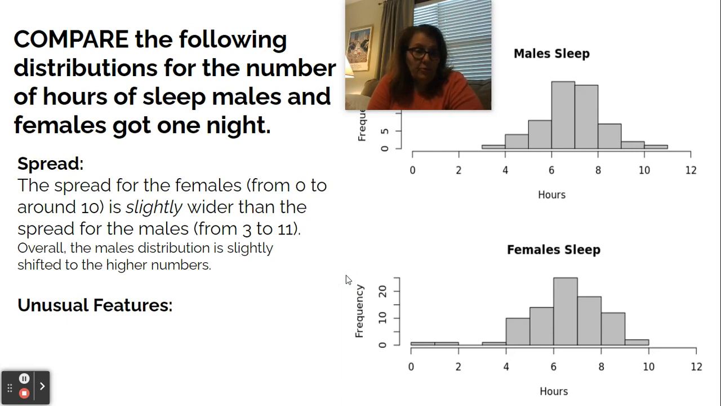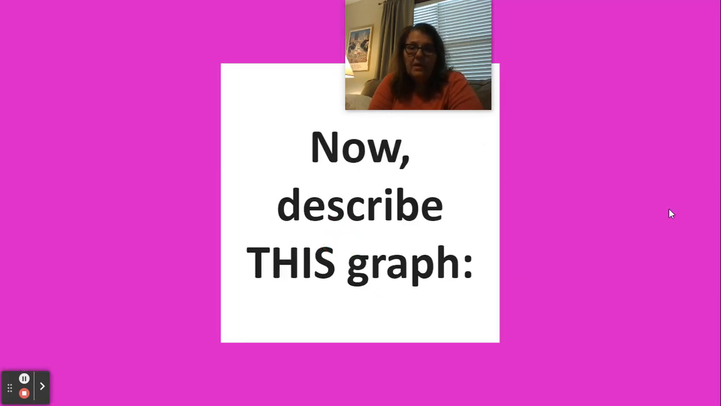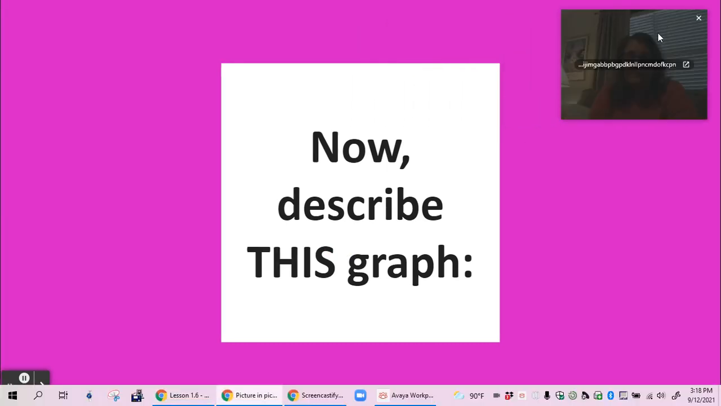Now, are there any unusual features? Well, the males don't have any unusual features, and you can pretty much say that. You don't have to talk about the male distribution. You just have to talk about the female distribution, and you can say the female distribution has two possible outliers below 2. The male distribution doesn't have any unusual features, okay? Once again, if it doesn't have any, you don't have to mention it, but you do have to talk about the fact that the females have possible outliers. And remember, you say possible, okay? Because we don't know. So now I'd like you to describe this graph.